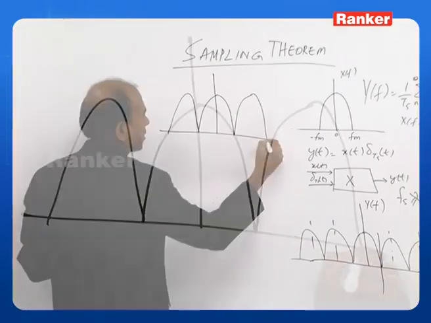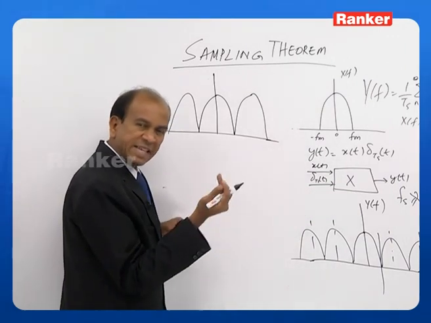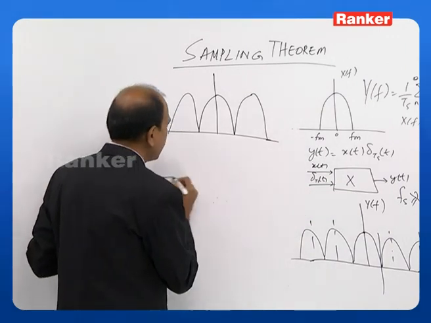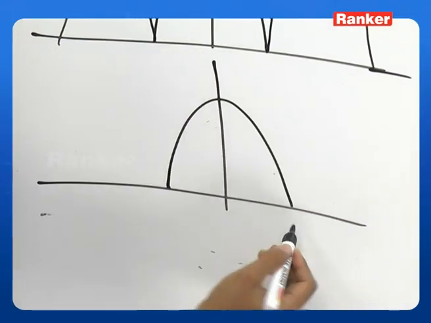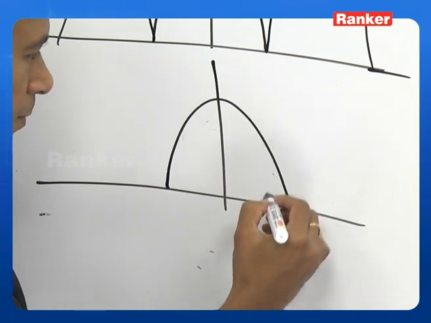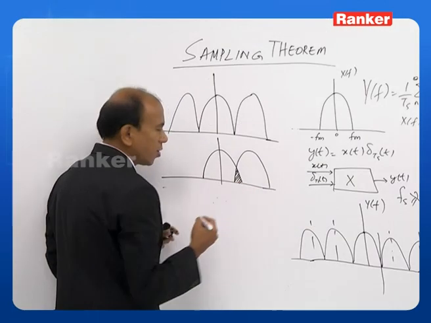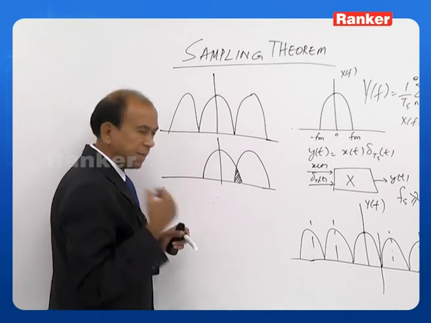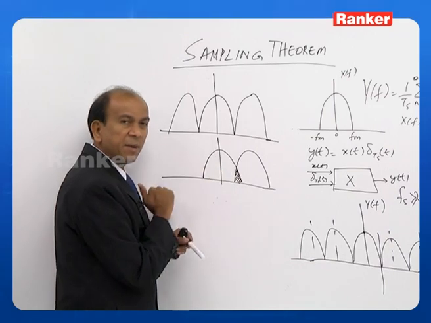Okay? But if that condition is not satisfied, in the sense that the sampling frequency is less than Fm, what will happen here is, if you look at this, there will be an overlapping. That means, now if you see this, the signal recovery will be difficult.